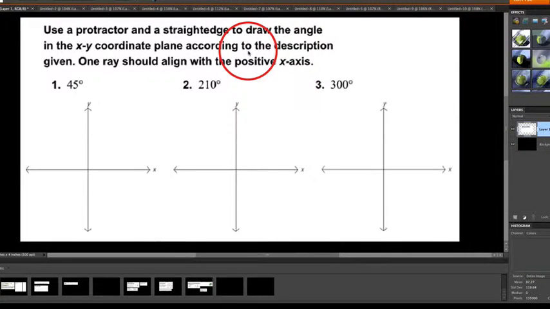Okay, YouTube, as we begin our unit on trigonometry, we're going to be dealing a lot with angles, and so it's going to be worth our time to talk about the vocabulary and the basic standard things that we do with angles when we talk about sketching them and interpreting them. So let's go ahead and take a look at this.